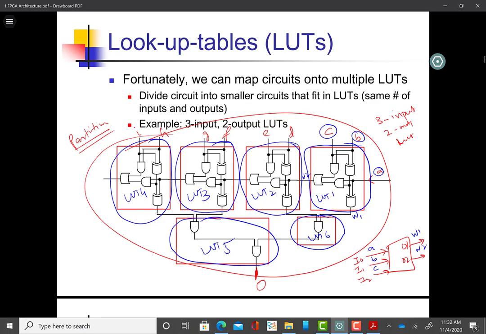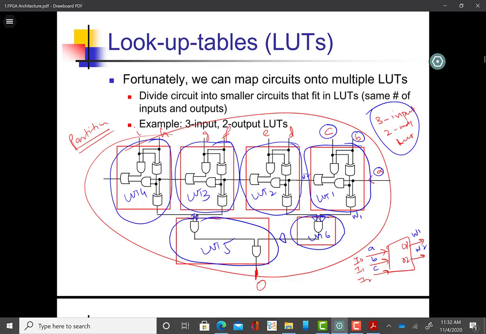Okay, so you see, every encircled circuit piece should have 3 inputs. For example, if I check, this is 1 input, 2 input, 3 input. This one has 2, but that is less than 3. So you can have fewer than 3 inputs, but you can never have more than 3 inputs. This is how we partition the structure of the circuit into lookup tables.